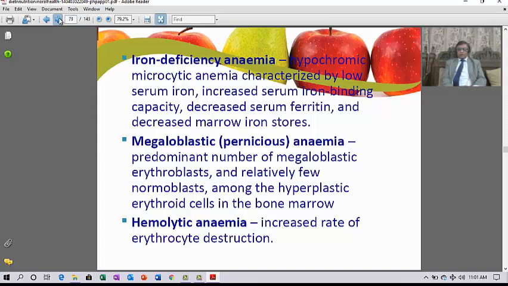You can go for serum iron, it will be low, below normal. Then iron binding capacity would be increased and serum ferritin would be low.